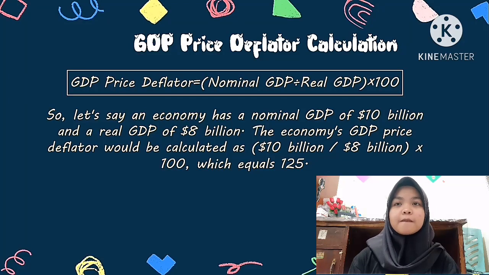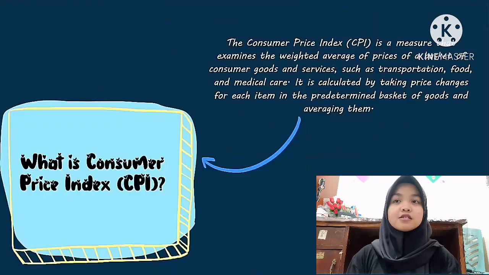The result means that the aggregate level of price increased by 25% from the base year to the current year. This is because an economy's real GDP is calculated by multiplying its current output by its price from a base year. Okay, now this is the second material.